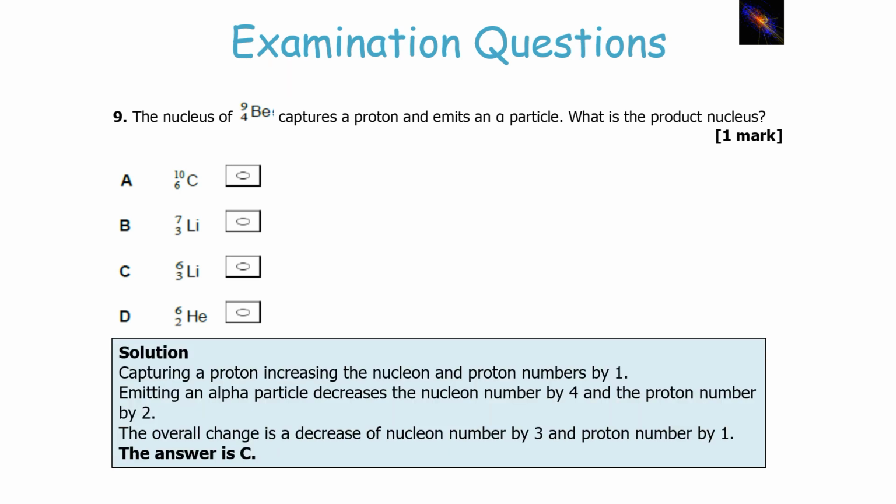So capturing a proton increases the proton and nucleon numbers by 1 each. Now emitting an alpha particle will decrease the nucleon number by 4 and the proton number by 2, because alpha is 2 protons and 2 neutrons, so 4 nucleons. So the overall change is a decrease in the nucleon number by 3 and a proton number by 1. So our answer is C.